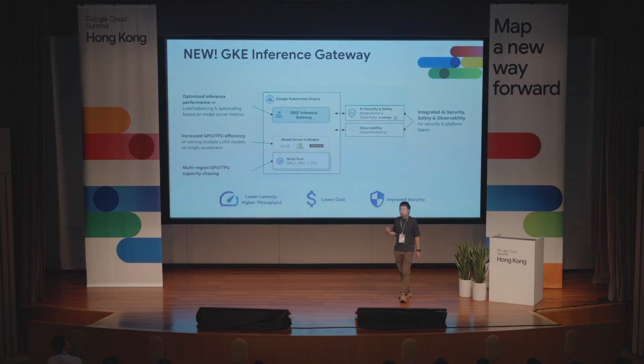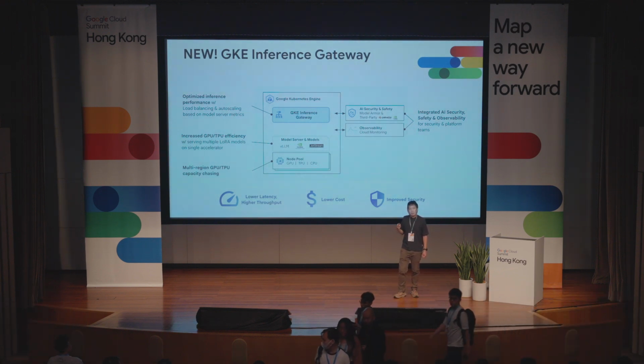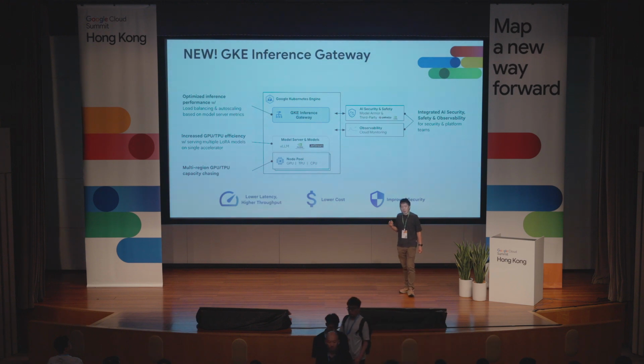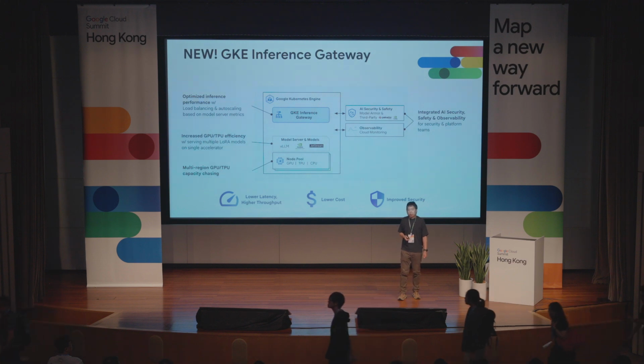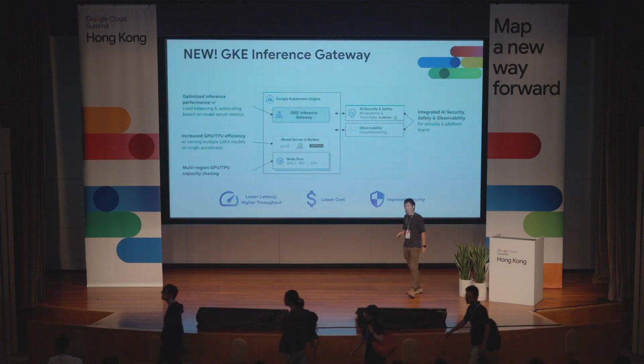Later on, we will bring the support of multi-region GPU, TPU capacity chasing. And last but not least, all this inference gateway feature is integrated with our Model Armor and also Cloud Observability, so that you have consistent protection of all the models in the cluster, and it's extendable to third-party ISV solutions. And it has protection for the OWASP Top 10 for LLM applications, with centralized visibility and control for security and platform teams.